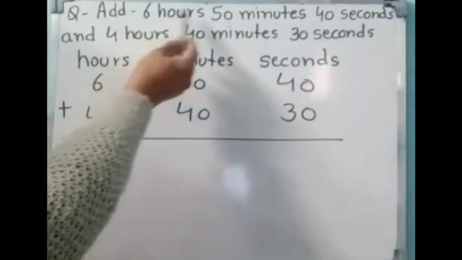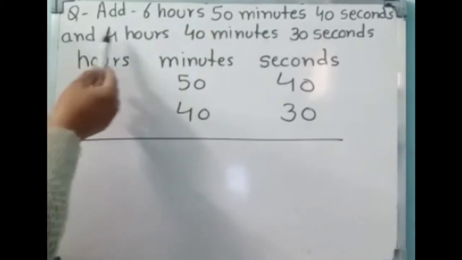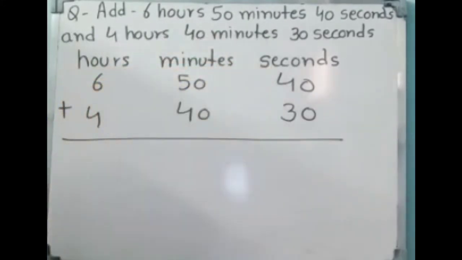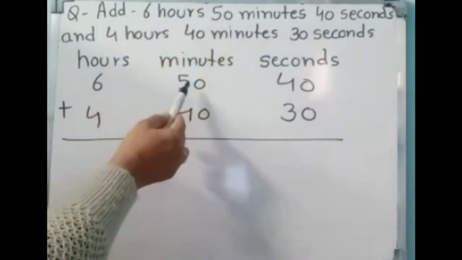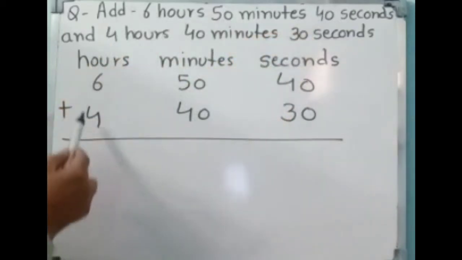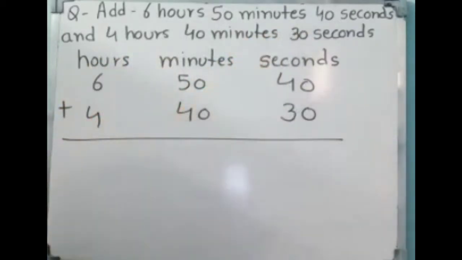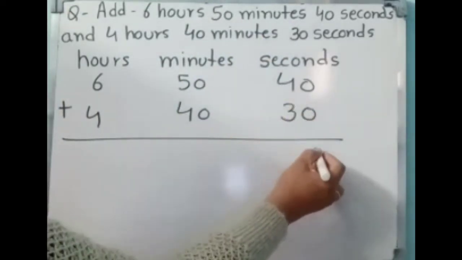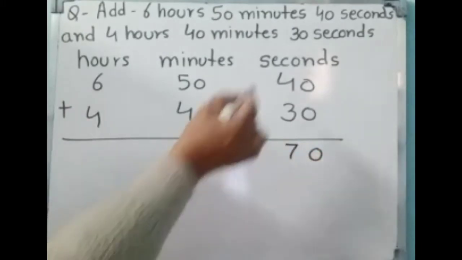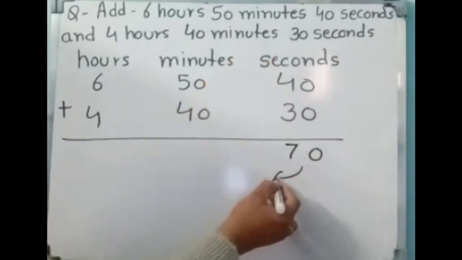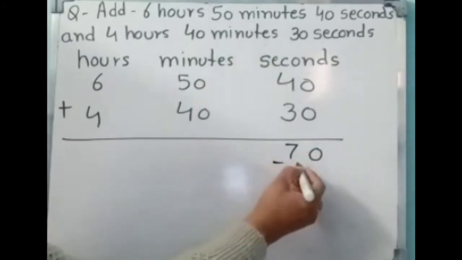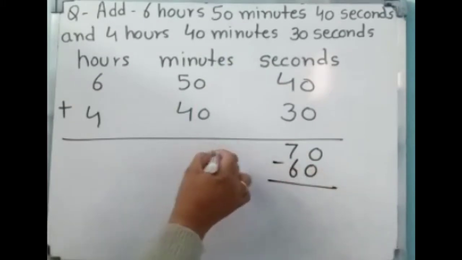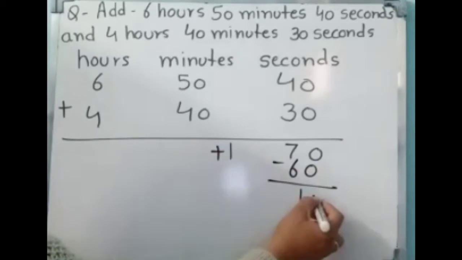Next question is add 6 hours 50 minutes 40 seconds and 4 hours 40 minutes 30 seconds. So hours, minutes, seconds. 6 hours 50 minutes 40 seconds and 4 hours 40 minutes 30 seconds. Now this is not simple addition. Now what to do? Let's see. Here we have 70 seconds. 70 seconds means we will minus 60 from here and make it a minute. So here we will do plus. So that is 10 seconds.